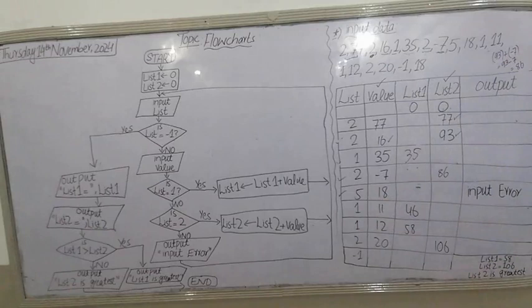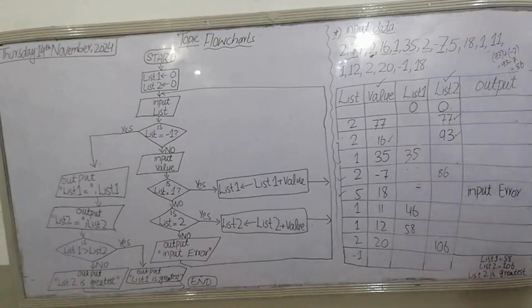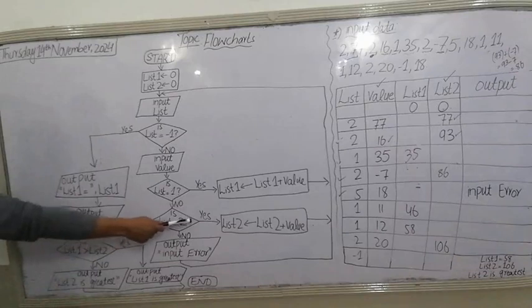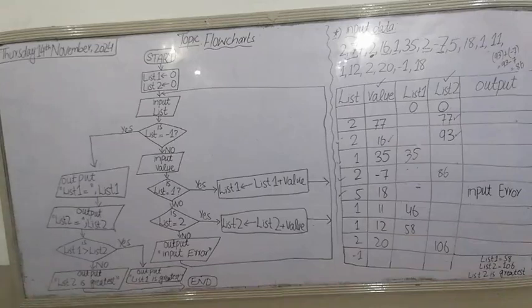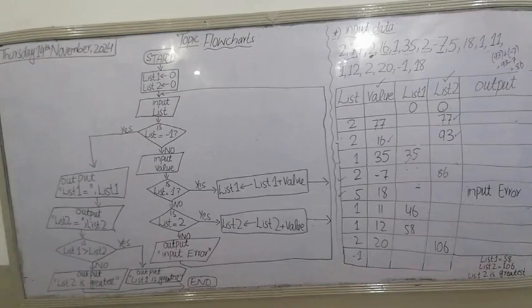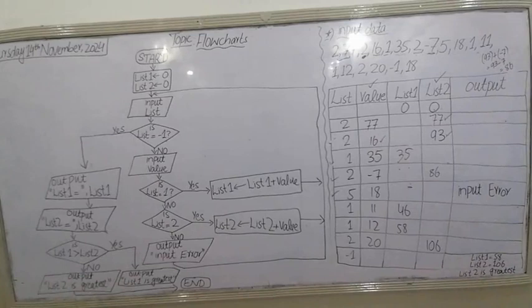Is list is equal to 1? No. List is equal to 5. Is list is equal to 2? No. The value in the variable list is 5. So this time both the conditions are going towards no. So from here, instead of going towards yes, we will go towards no. And you can see we have a message to show, that is input error. So that is why the message is written in the trace table saying input error.